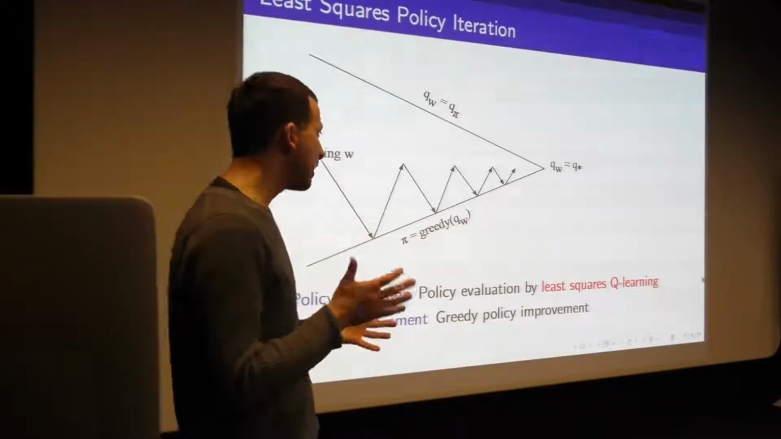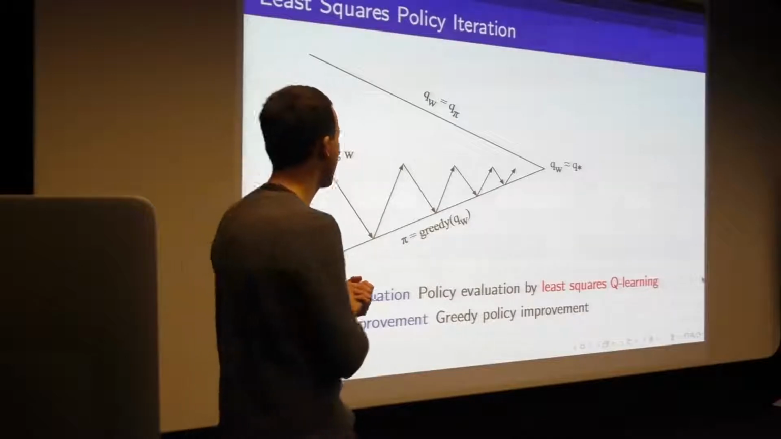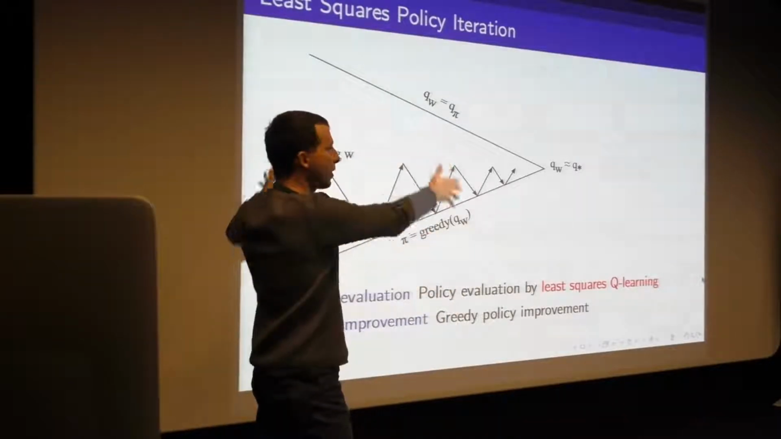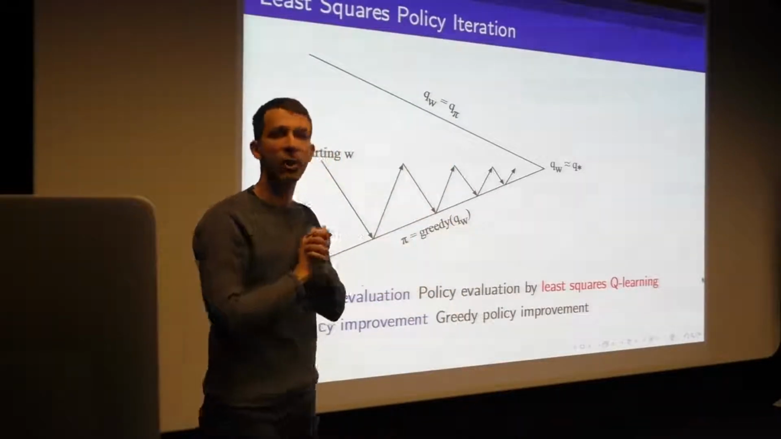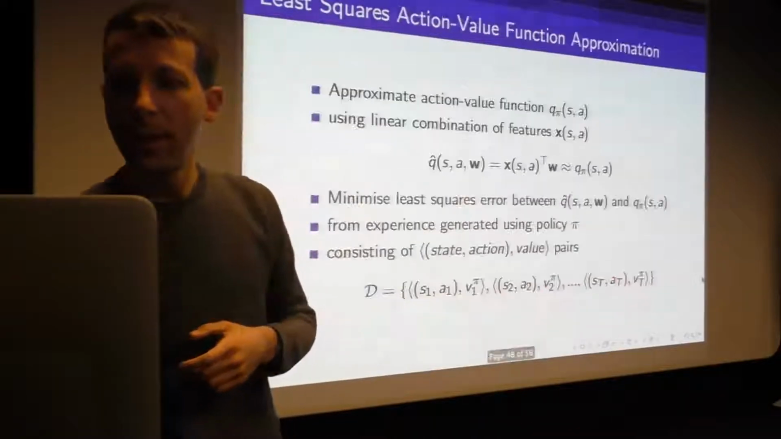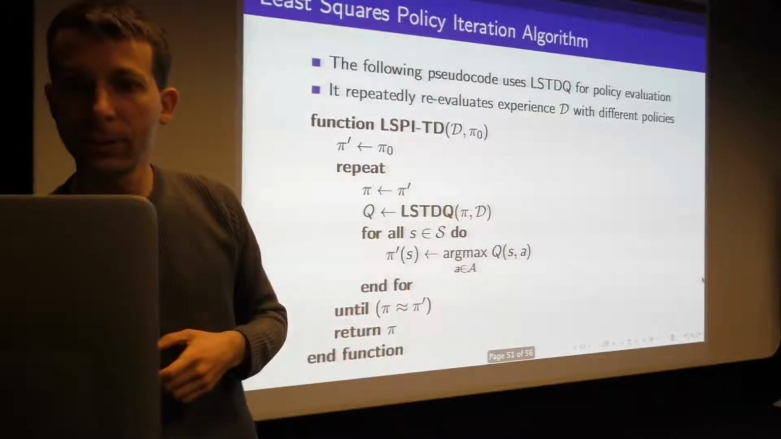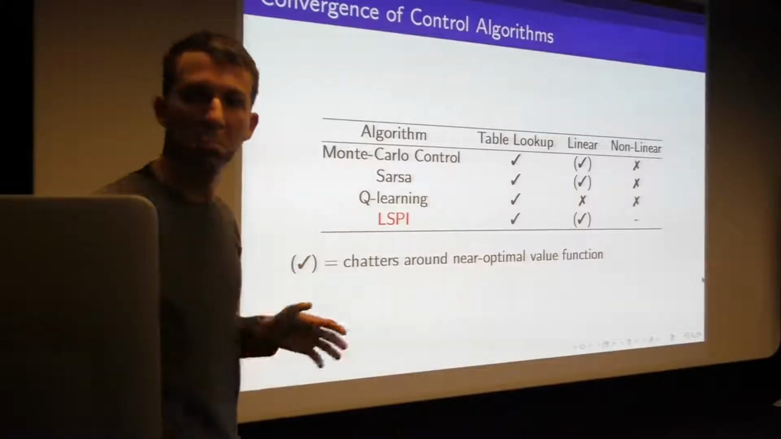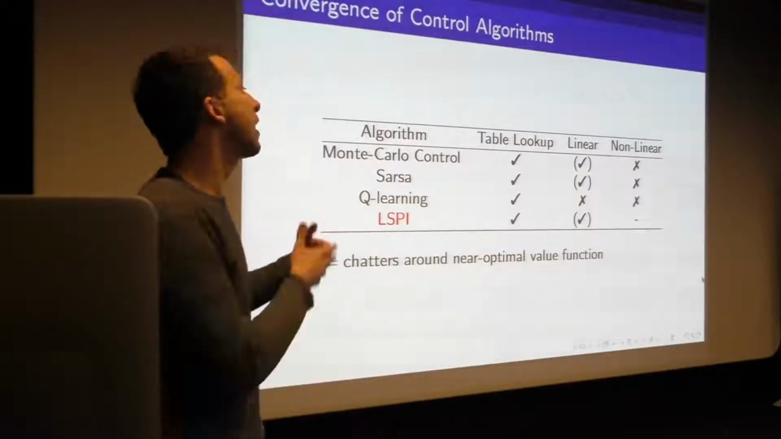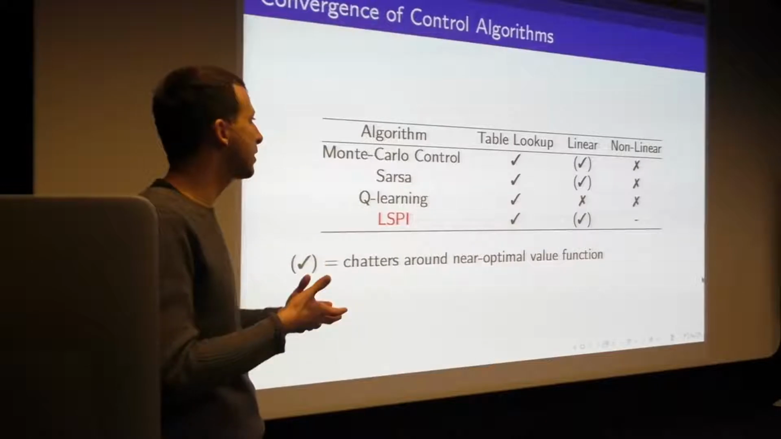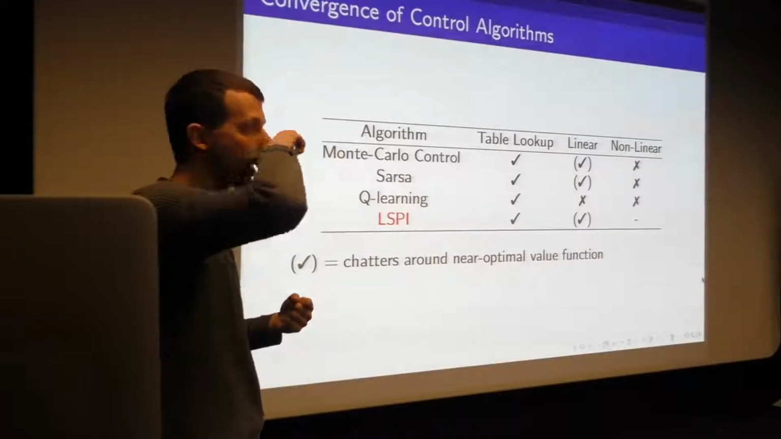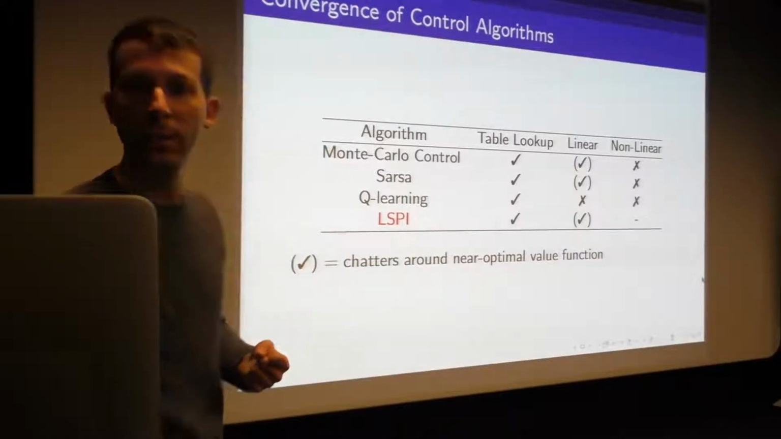So there are a few more details in the slides which roughly outline a little more detail on this algorithm. It's called least squares policy iteration. They show that you still have some issues. When you move to control, this can still chatter. So it's not like this solves all the convergence issues.